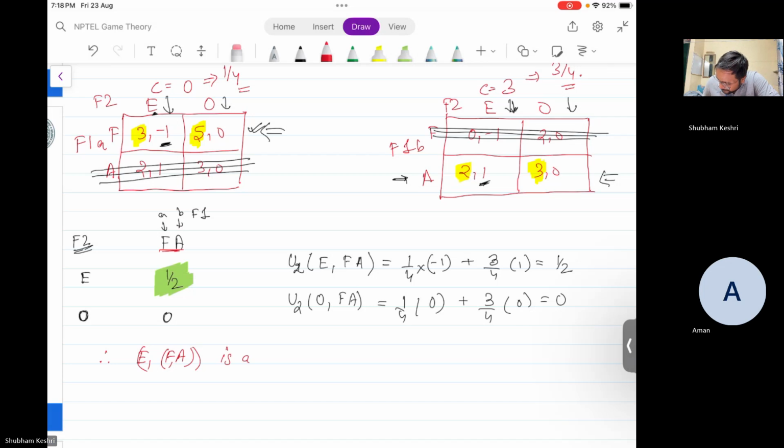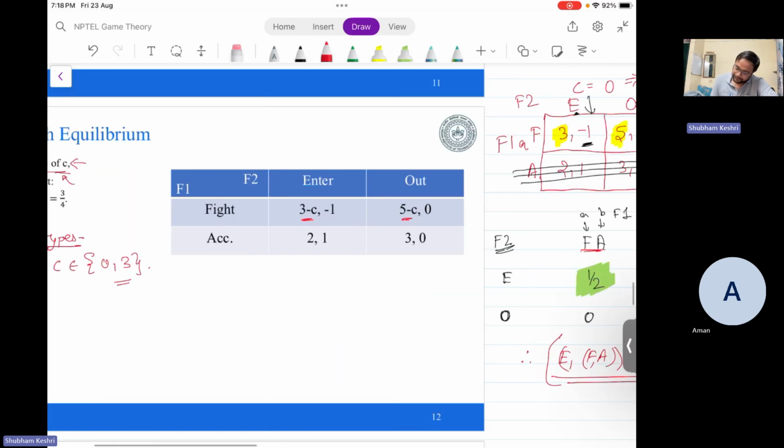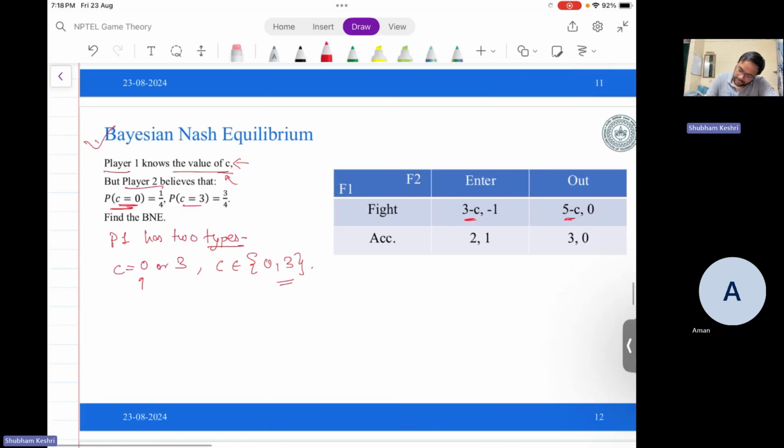is the only Bayesian Nash equilibrium, because we have found out for all the combinations of strategies that this is the only Nash equilibrium. So we have only one Bayesian Nash equilibrium for this game. Right? So this is how this problem can be solved.